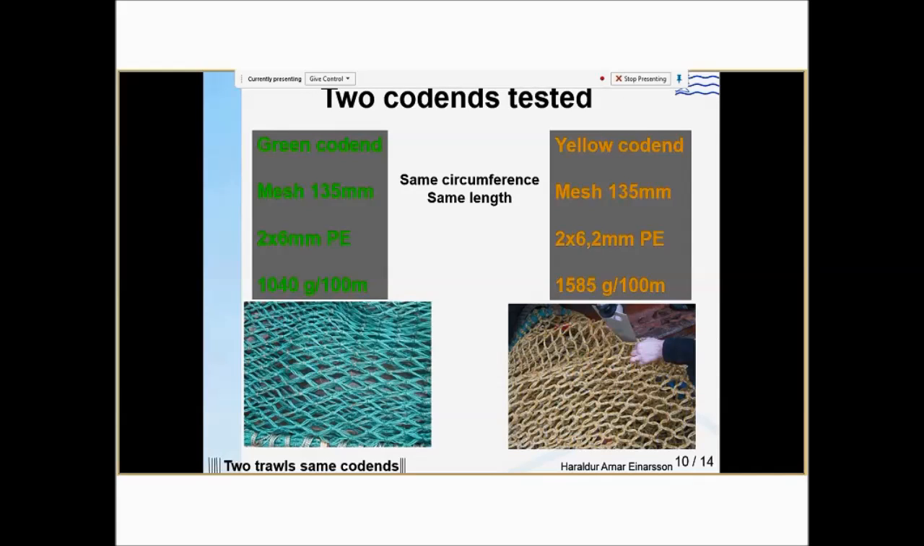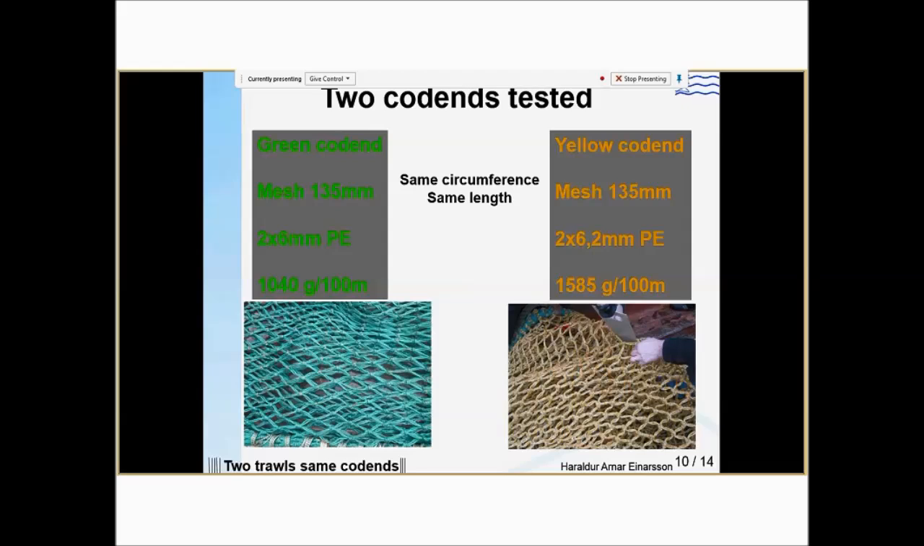We had in this survey two codends. They were very similar. One was green, the other one was yellow. But they had the same circumference, the same length, the same mesh sizes, and we measured it, so it was the same. The only thing that was different, other than the color, was the twine itself. In the green one, we had 2 × 6 millimeter diameter polyethylene twine. The weight of the twine is just over 1 kilo per 100 meters.